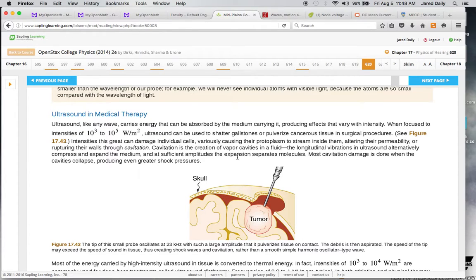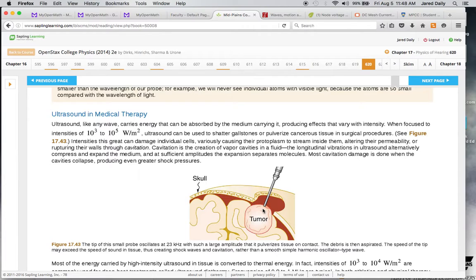But ultrasound is not just used for making images, it's also used to break things up in the body, particularly tumors and gallstones, things that need to come out of the body but are too big to come out very easily. We break them into smaller pieces so we can take them out better. So tumors in the brain, for example, we don't really want to get into the brain and take chunks out of the brain, especially if they're somewhere in the middle of the brain.